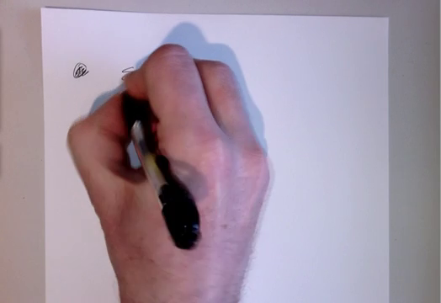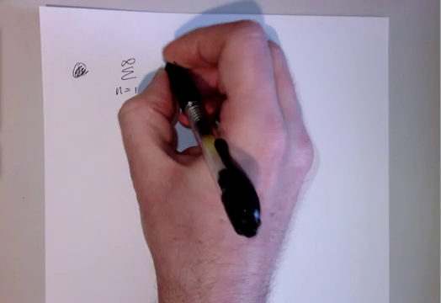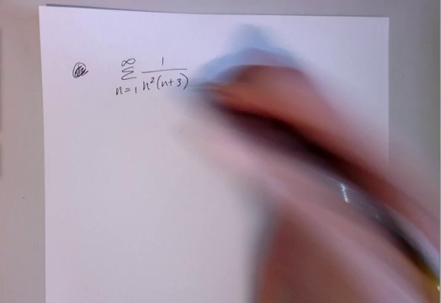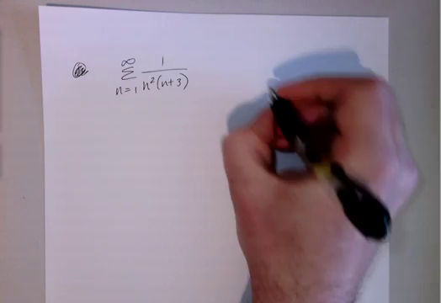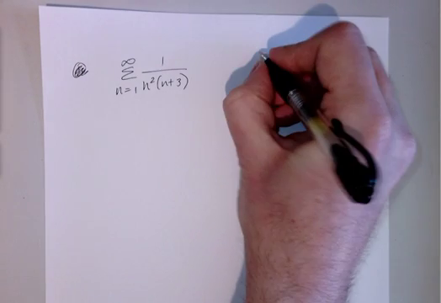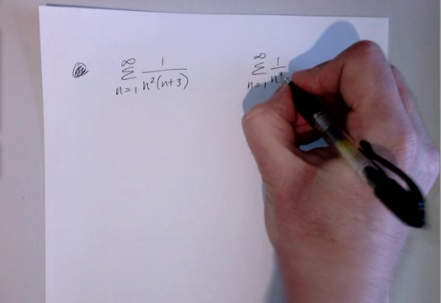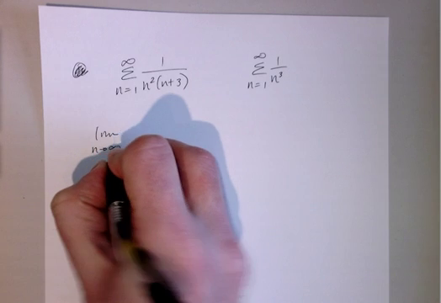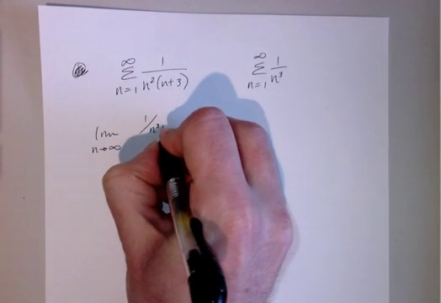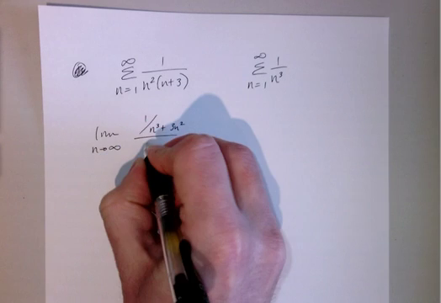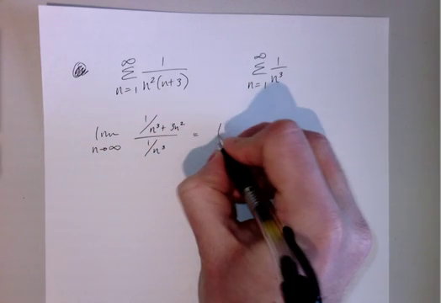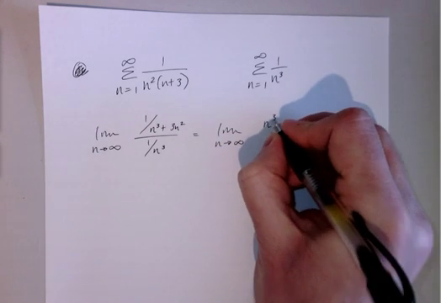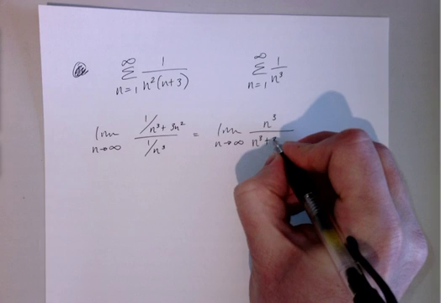Let's do sigma n equals 1 to infinity of 1 over (n squared times (n plus 3)). Well, I know that that is somewhat similar to 1 over n cubed. So let's go ahead and take the limit of their ratios: 1 over (n cubed plus 3n squared) over 1 over n cubed. When I simplify that complex fraction, it winds up being n cubed over (n cubed plus 3n squared).